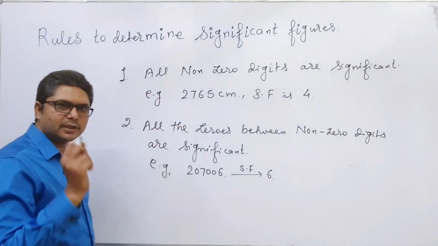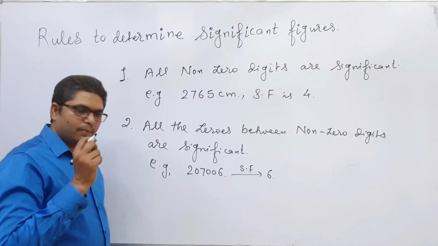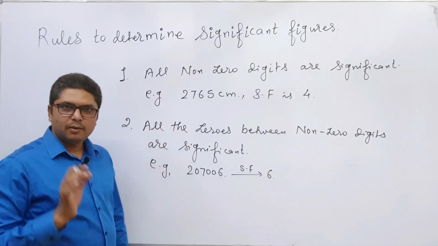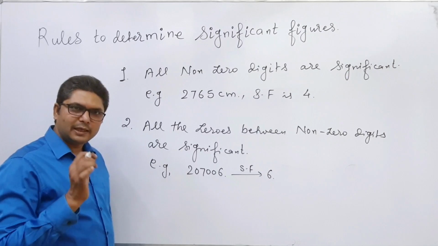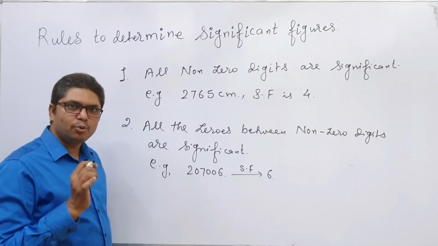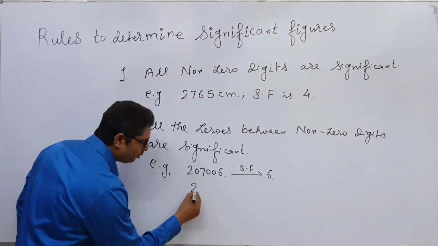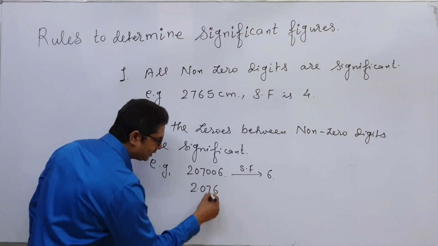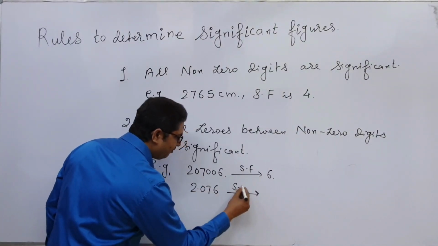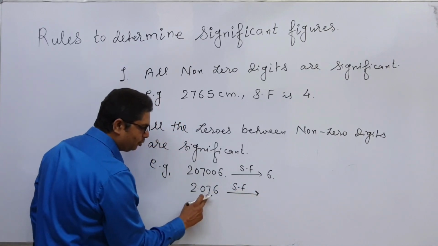If a decimal point occurs anywhere, then also the zeros between two non-zero digits are significant. For example, if I write here 2.076, then here significant figure is 1, 2, 3, 4.